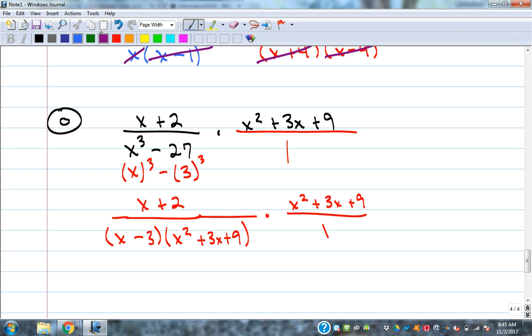Yeah, this trinomial cancels that trinomial. So those two factors match. And that leaves us x plus 2 over x minus 3. We've simplified.